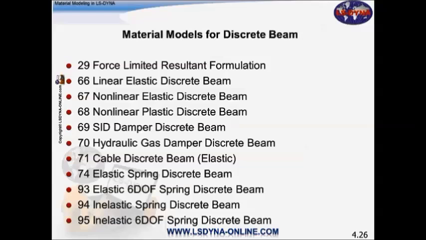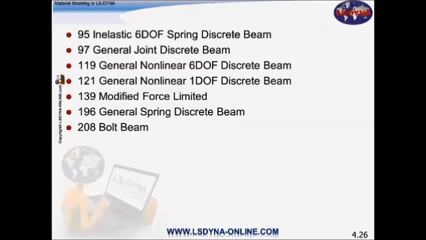The beam can be zero length or finite length. Why so many? That's because many components, let's say engine mounts or body mounts in a vehicle, they want to model this with some kind of a discrete beam, okay? And because of that, you have so many of these material models. That's just an example I gave you, but there's lots of applications for these discrete beam material models. You can see it's almost one page and a half.